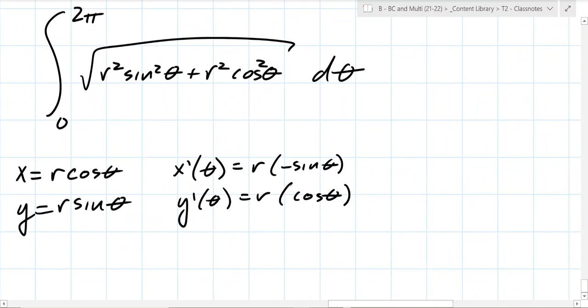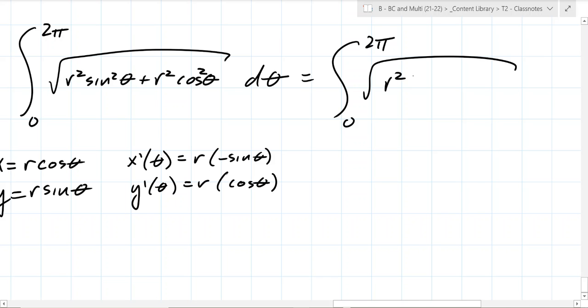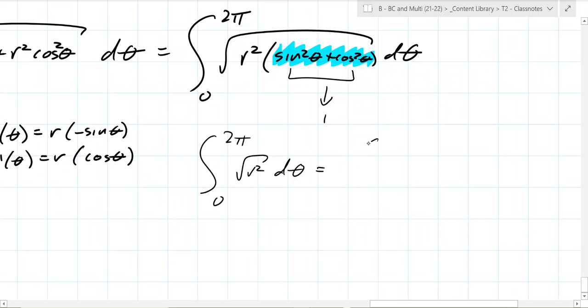What can you factor out of both of those things underneath the radical? What's in both of these things? R squared times what? Plus? Oh, what is this right here? That's just 1. So what do you end up with? The integral from 0 to 2 pi of r squared d theta. So what is that? 0 to 2 pi of what?